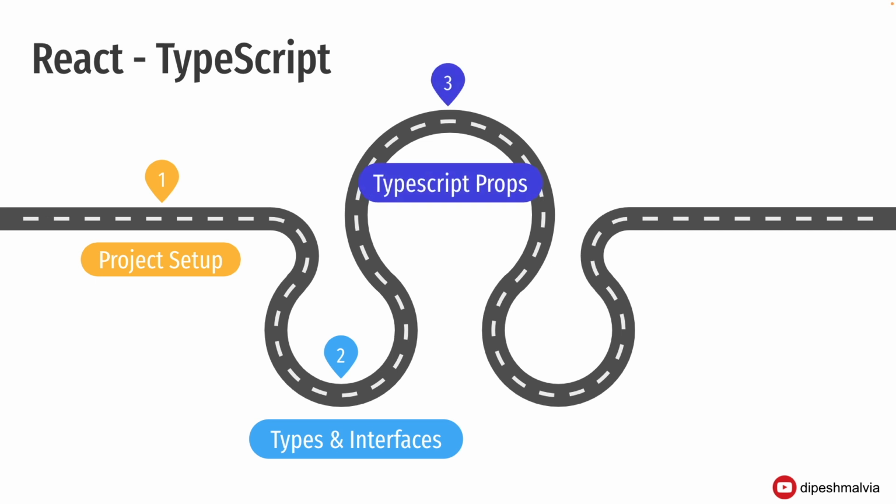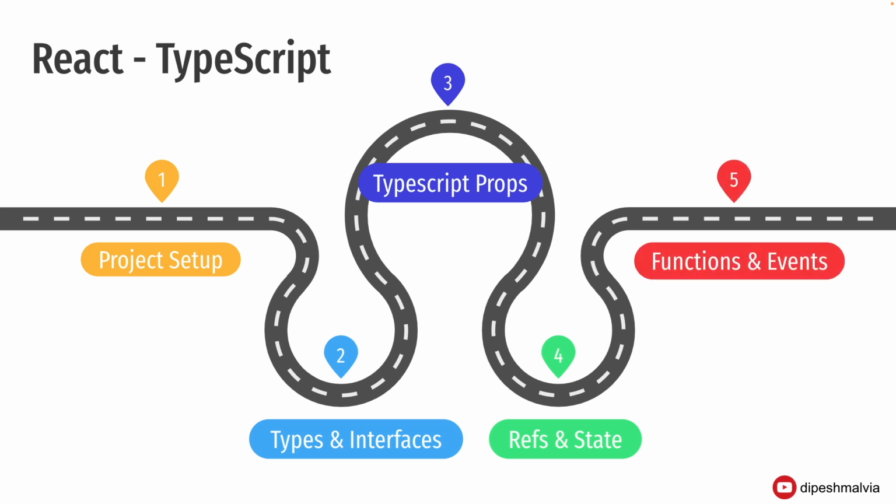Third point is the TypeScript props, how you can use the props and define the types of the props with the help of interface. Next is to understand how to use the React hooks with TypeScript. And lastly, functions and events. As the way of writing is a little different, you need to add the type of functions and events.